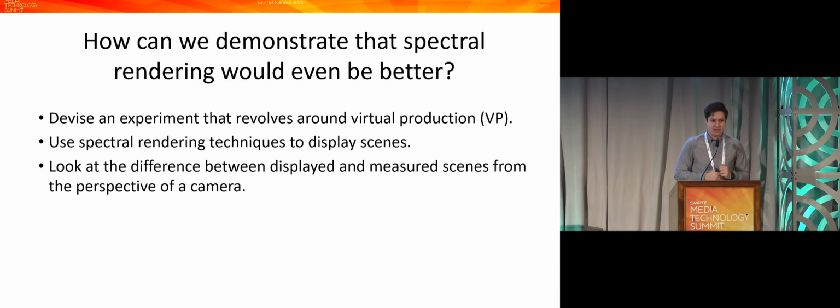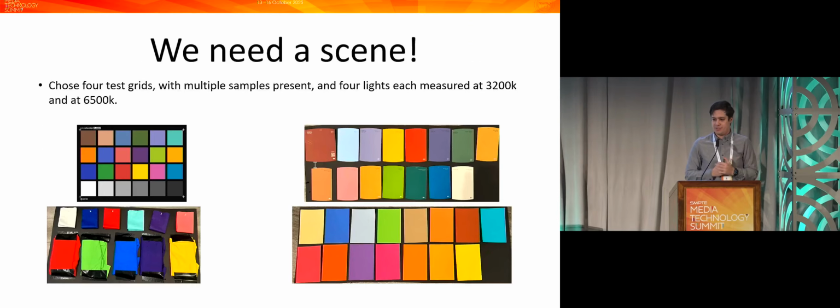So how can we demonstrate whether spectral is actually worth it, and will it actually solve our problem, or will our Macbeth still look kind of weird? Well, we should probably do a scene like the one we had in the beginning, and use our new spectral rendering engine and try to make it work and look better. So we need a scene.